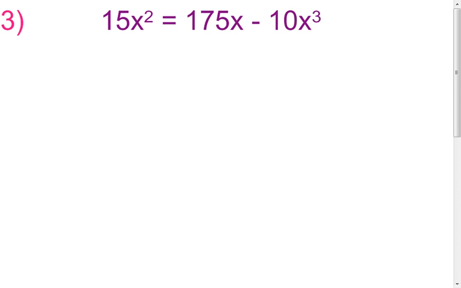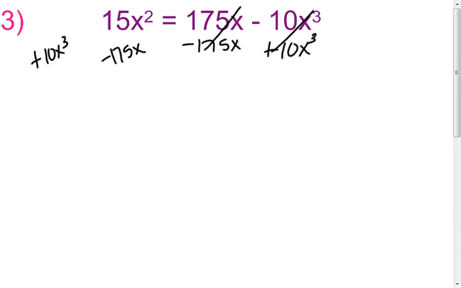Alright, here again you're going to get this set equal to 0, and you want to make sure that you have your terms in descending order of the exponents, so you want the biggest exponent listed first. I don't like the biggest exponent to be negative. My biggest exponent right now is negative 10x cubed. I don't like that to be negative, so I'm actually going to add that to both sides, which will move that 10x cubed over, and then at the same time I'm going to subtract 175x so that that gets moved over too. So that's gone, that's gone.